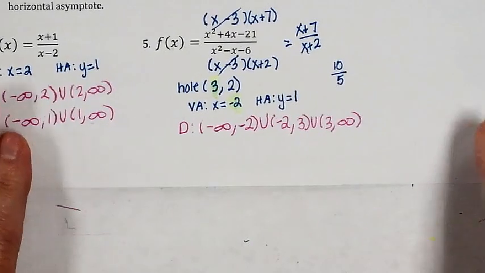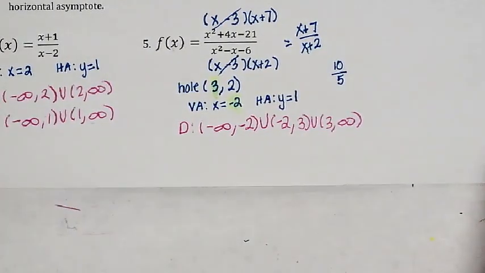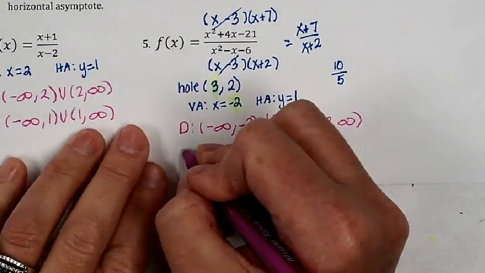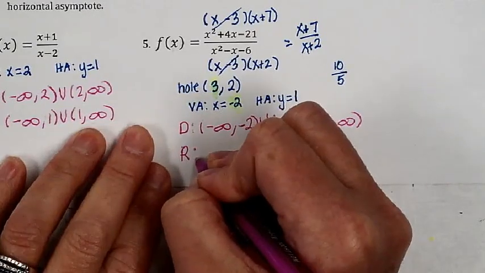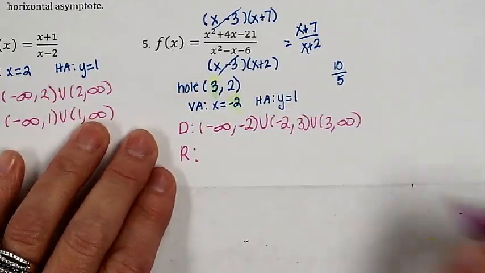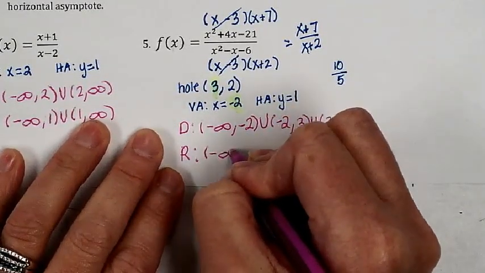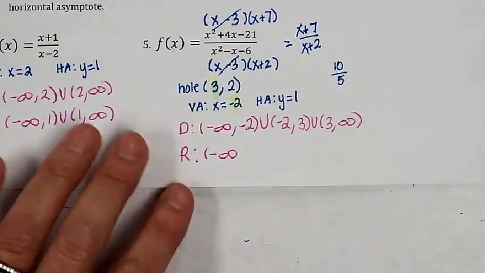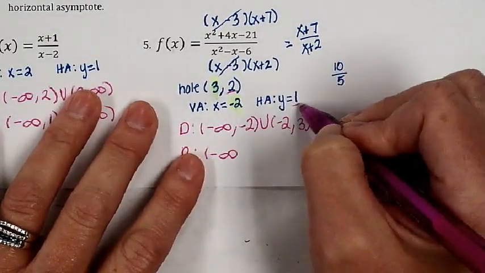Then your range. Your range, so with the negative infinity, we've got 2 and 1. So negative infinity to 1, 1 to 2, 2 to infinity. Yes.